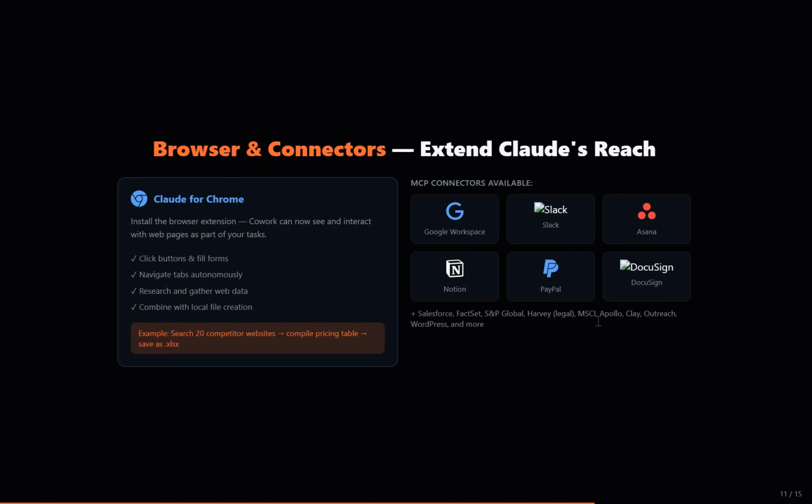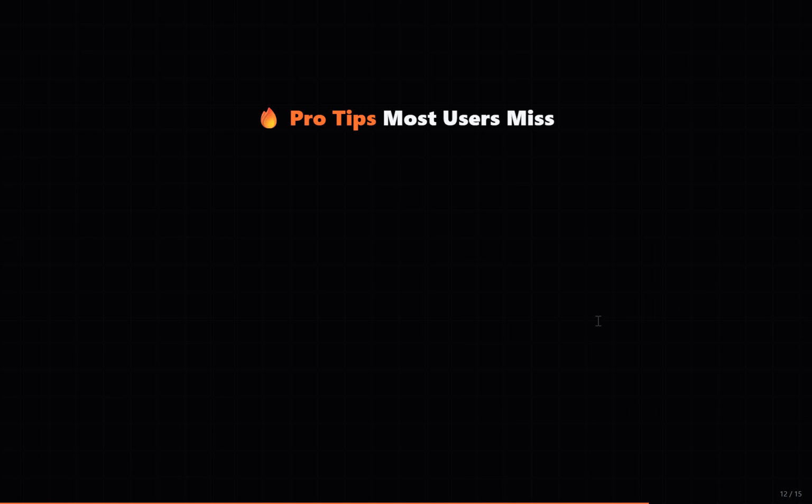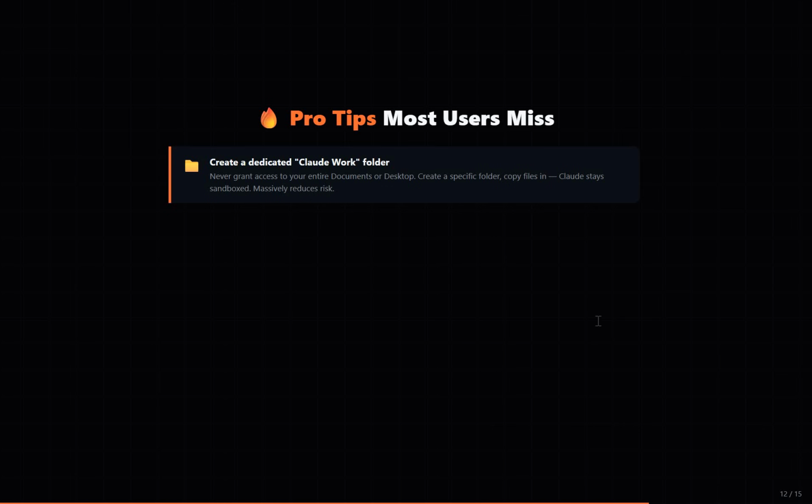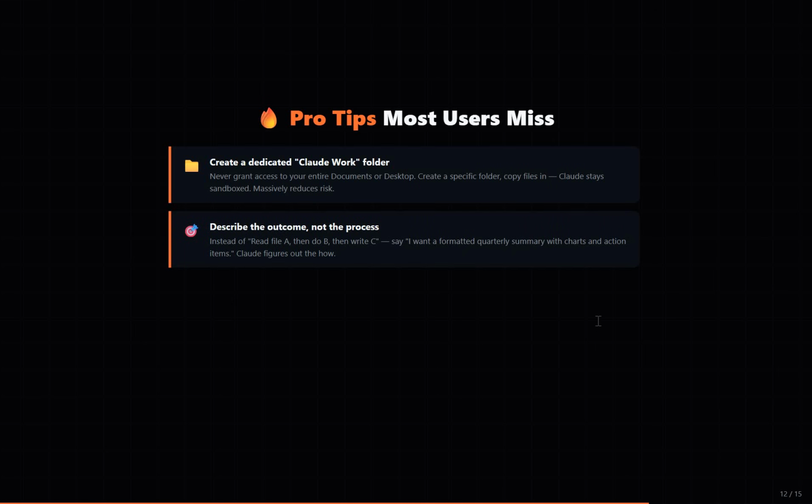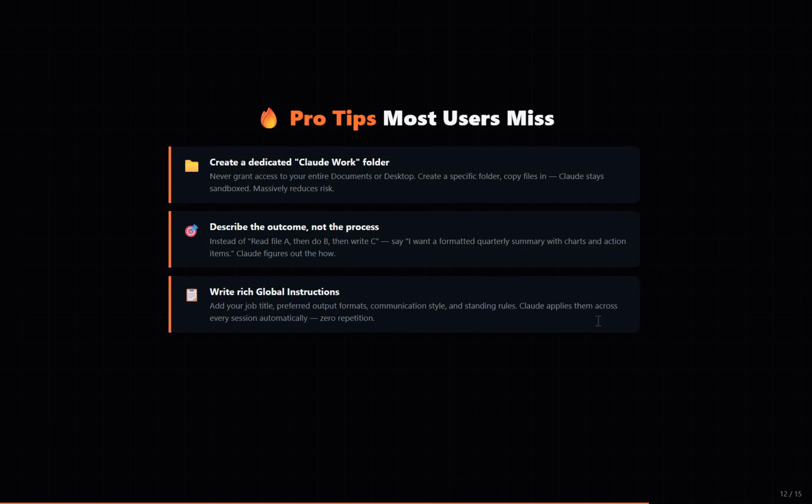You can install in Chrome, or you can connect with MCPs, like Slack or other things, as usual, like Claude Code. Some quick pro tips: never grant permission to your whole C drive or something. Create a dedicated folder and grant the permission for that, and describe the outcome, not the process. Instead of saying read file A, do B, you tell it what exactly you want to know. Like, I want to summarize content, or I want to reorganize the folder.